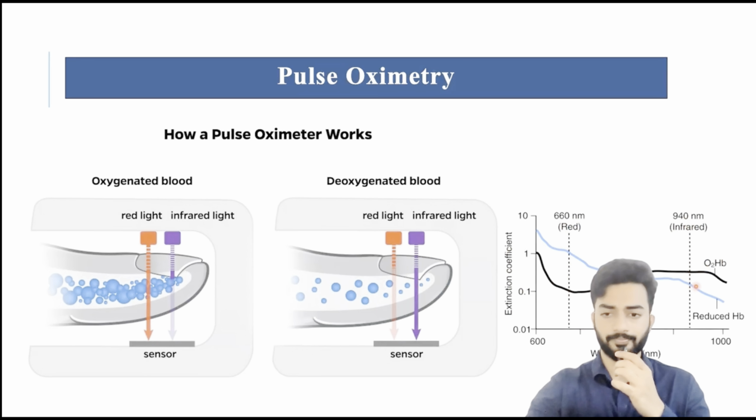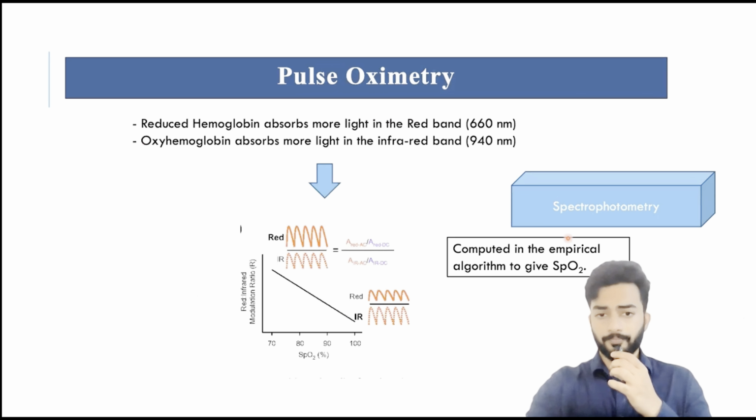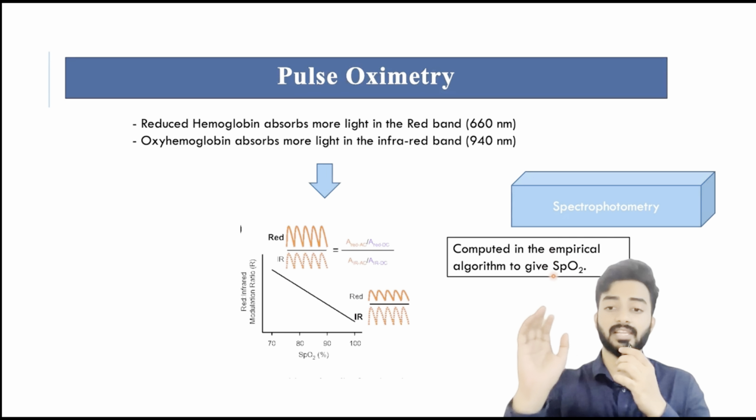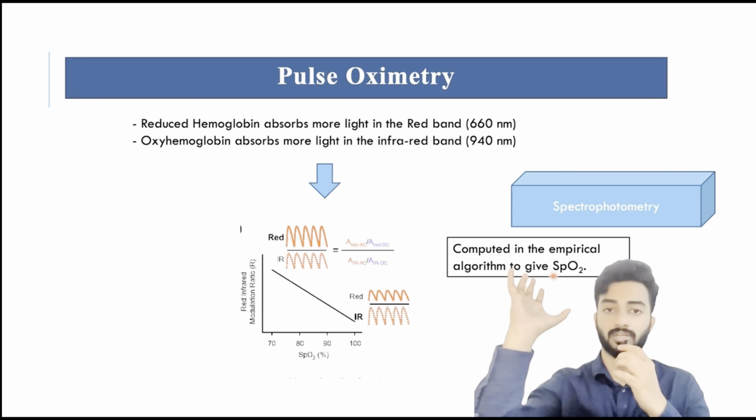From these values, it will extrapolate and put it in its algorithm using spectrophotometry derived from this graph. It will give you your SpO₂. That is the final SpO₂ that is displayed in the monitor. It undergoes all these processes.